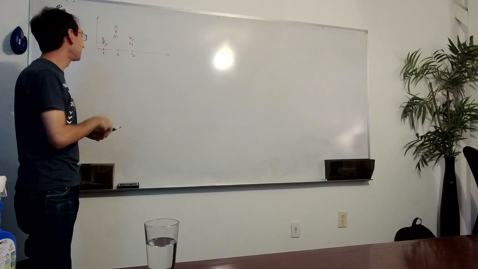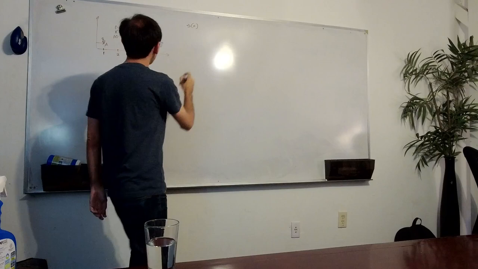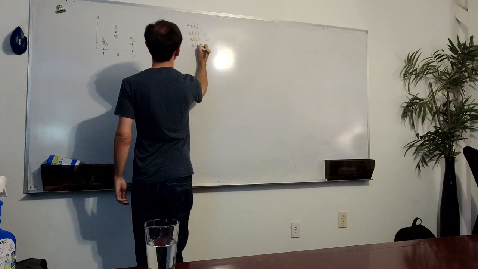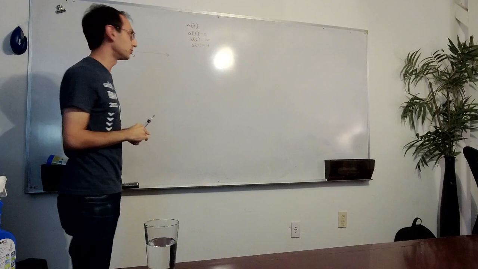So we have a secret polynomial. Let's say that we have a secret polynomial, S of X. S for secret. And we know that the secret polynomial evaluated at 1 is 8, evaluated at 2 is 10, and evaluated at 3 is 4. And we want to be able to reconstruct this particular polynomial. And what we're going to do is use Lagrange interpolation.